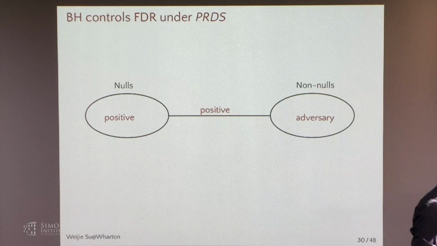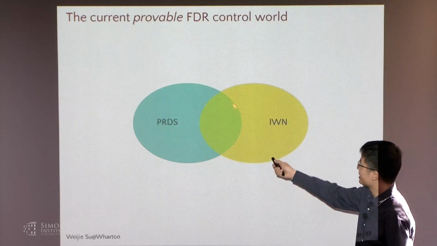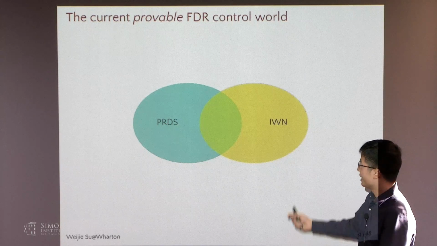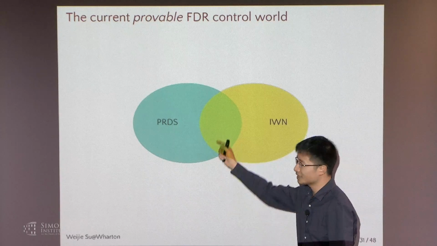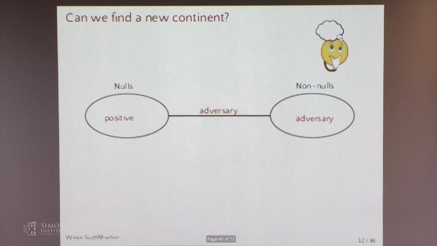So this is what PRDS says. Now let's take a union, and this is what the current provable FDR control world looks like. Here is the original, and this is what we did. And of course, they overlap a little bit. So this is our current FDR control world.